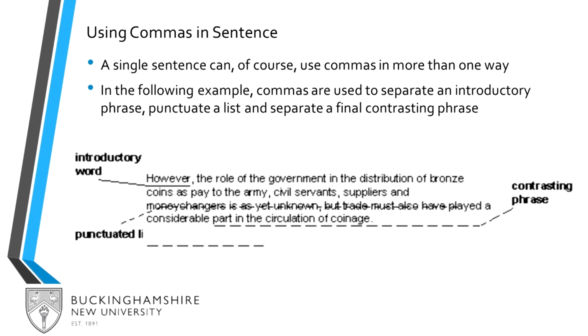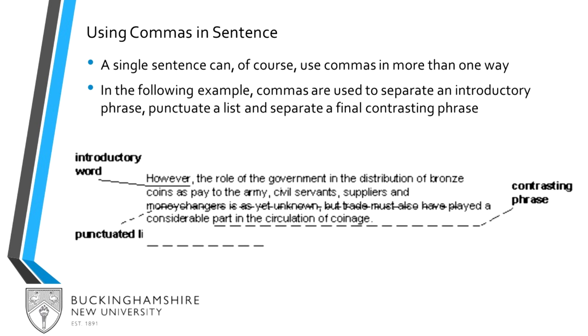For example, have a look at this example here. Notice that we start with however, comma, the role of the government in the distribution of bronze coins as pay to the army, comma, civil servants, comma, suppliers, and money changers is as yet unknown, comma. But trade must have also played a considerable part in the circulation of coinage, full stop.